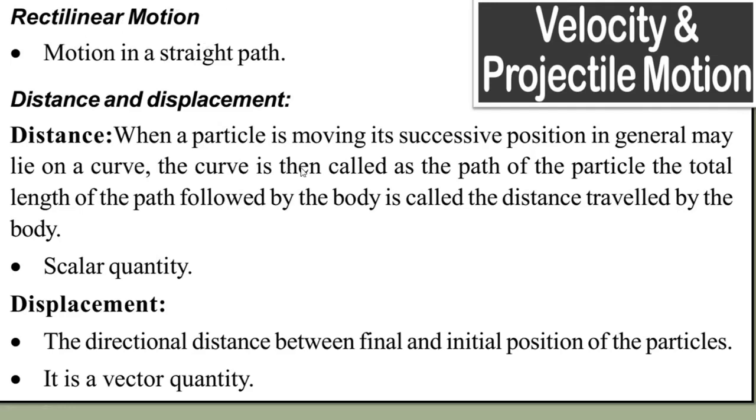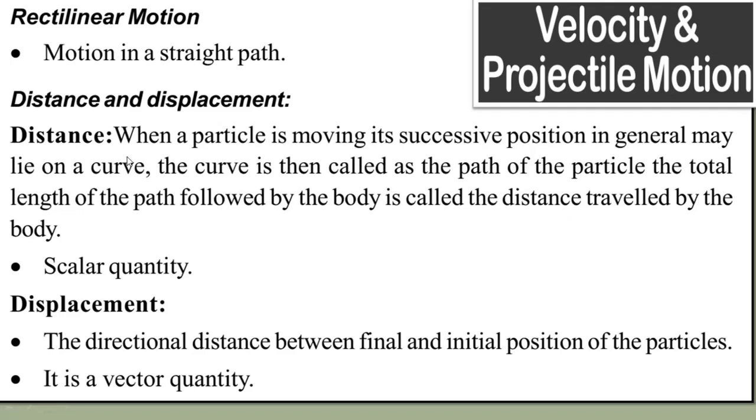Then distance and displacement. Distance: when a particle is moving, its successive positions in general may lie on a curve. The curve is then called the path of the particle. The total length of the path followed by the body is called the distance traveled by the body. It is a scalar quantity.